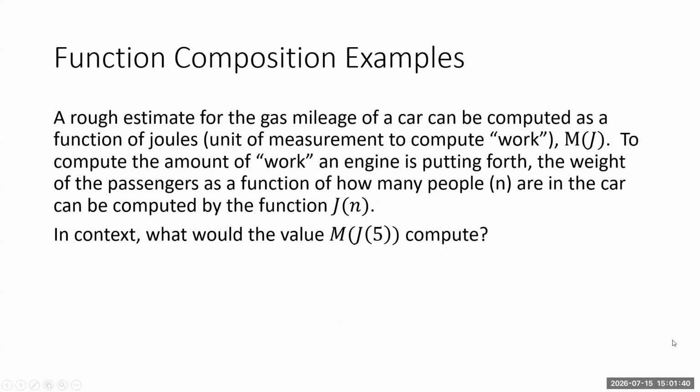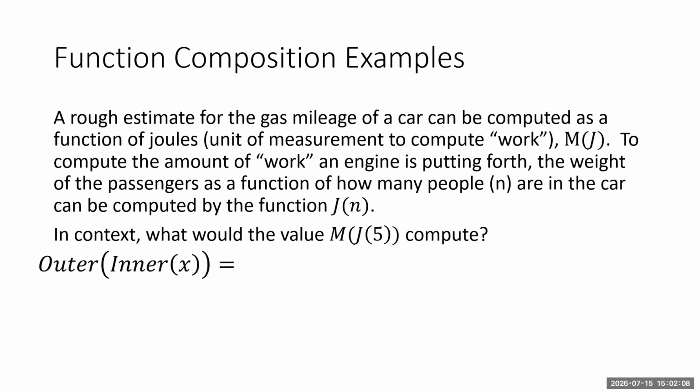Function composition examples. A rough estimate for the gas mileage of a car can be computed as a function of joules, the unit of measurement to compute work, m(j). To compute the amount of work an engine is putting forth, the weight of the passengers as a function of how many people, n, are in the car can be computed by the function j(n). In context, what would the value m(j(5)) compute?